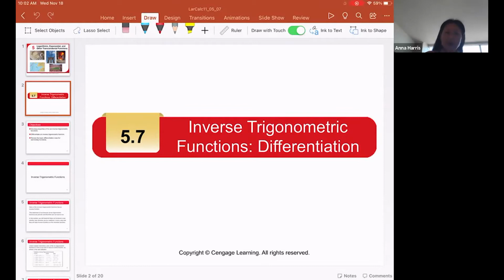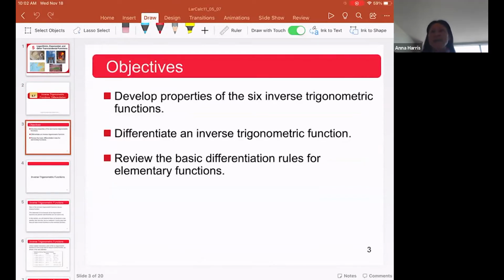Anything from you? So just moving on to 5.7, inverse trigonometric functions and differentiation. That's what we're going to do today. We'll develop properties of the six inverse trigonometric functions: sine, cosine, tangent, secant, cosecant, cotangent. We'll differentiate inverse trigonometric functions and review the basic differentiation rules for elementary functions.